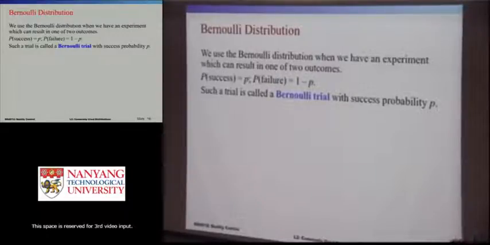So for example, if we want to decide whether we go to Vivo City or Jurong East, then it's okay. But if you say, should we go to Jurong Point, Jurong East, or Vivo City? Sorry, it's not this distribution. We only have two outputs, success or failure.